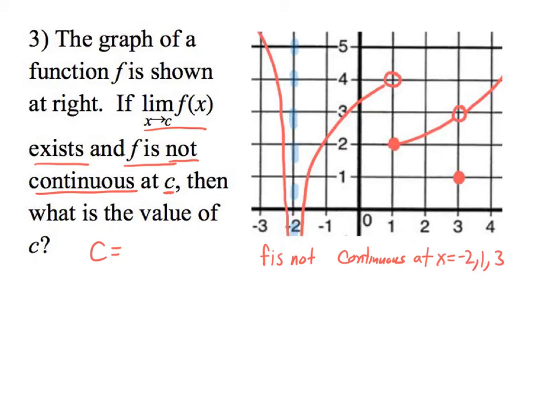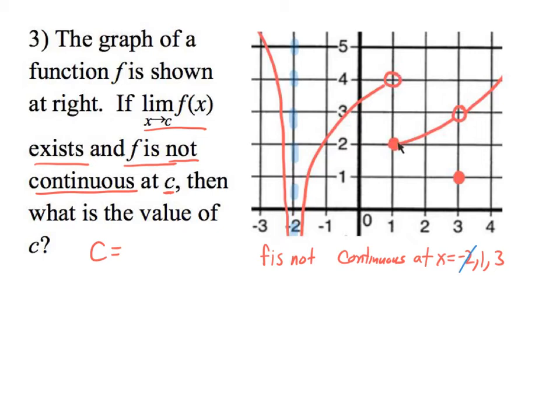Okay, so which of these, if the limit has to exist, and it's one of these three because it's not continuous, what is c? What is the value of c? So look at each one. Does -2 have a limit? No, there is no limit there, because both values go to, you could kind of say negative infinity, but we're not talking about that quite yet. The limit doesn't exist. So this is not true because we need the limit existing.